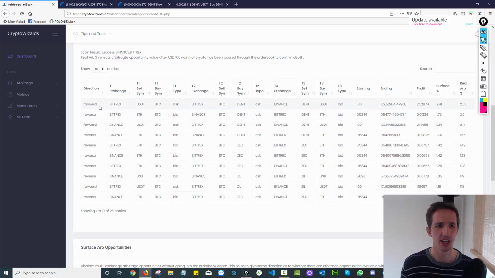And the first thing you need to know is this is a forward calculated arbitrage opportunity, meaning that if I have US dollar Tether, I need to sell that for Bitcoin. Then on Bittrex, I need to take Bitcoin and exchange it for DENT. So I need to sell my Bitcoin and buy DENT. And then on exchange three, I need to sell my DENT and buy US dollar Tether. That's what I need to do. So I should start with US dollar Tether and I should end with US dollar Tether. Now this is a forward calculation.